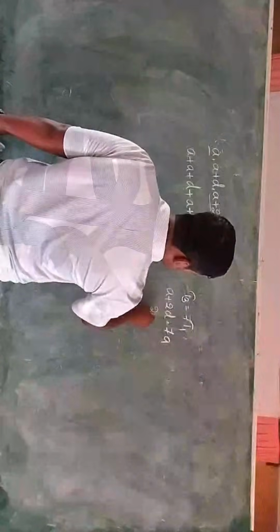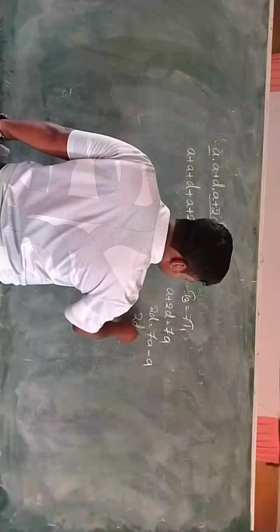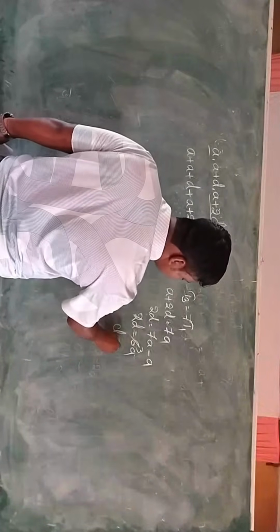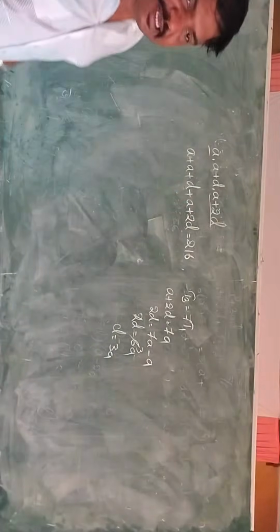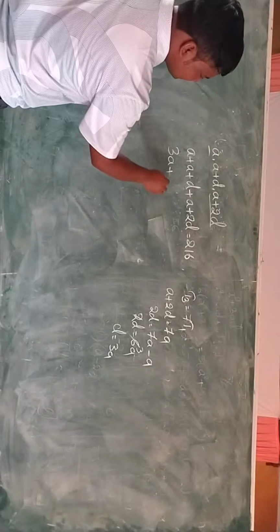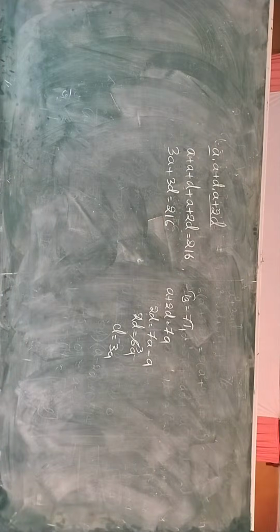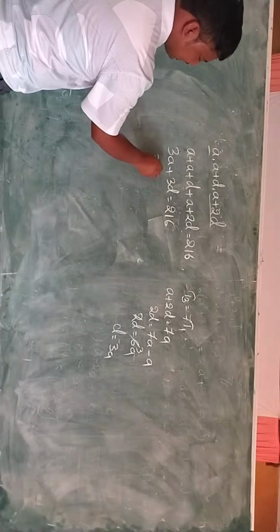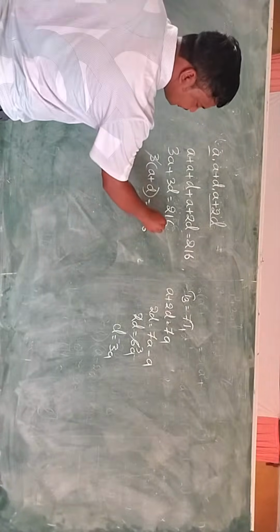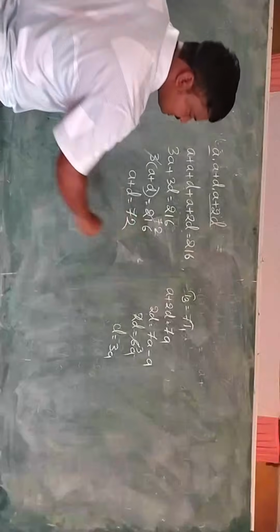So 2d is equal to 7a minus a, so 2d is equal to 6 times a. So d is equal to 3 times a. Now 3 times a plus 2d, 3 times a, is equal to 216. 3 is common, take it outside: 3 into bracket a plus d is equal to 216. So a plus d is equal to 72.